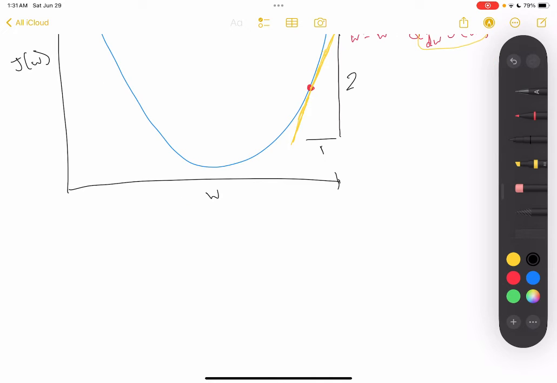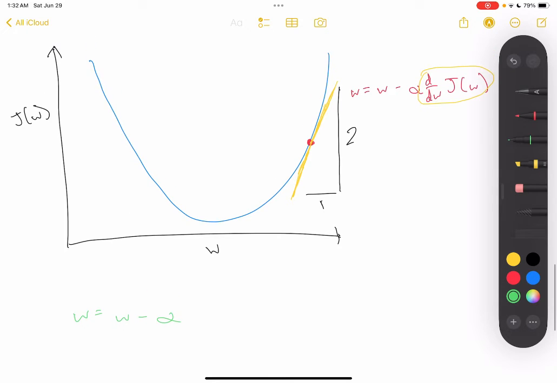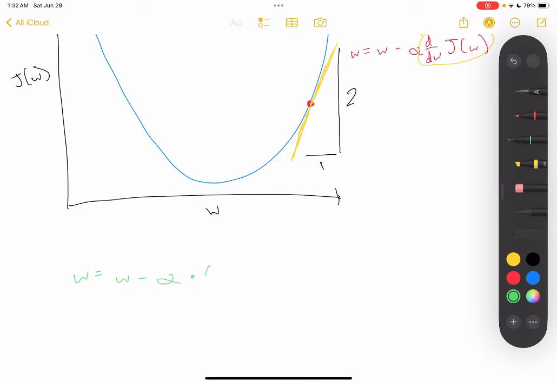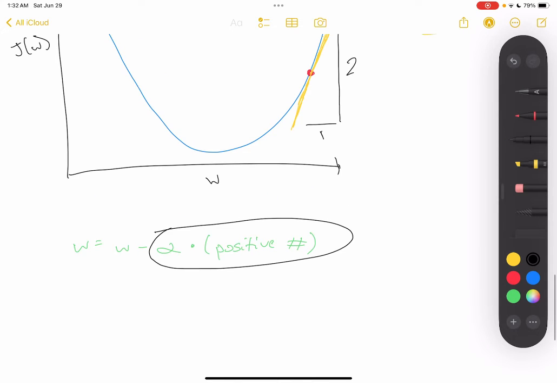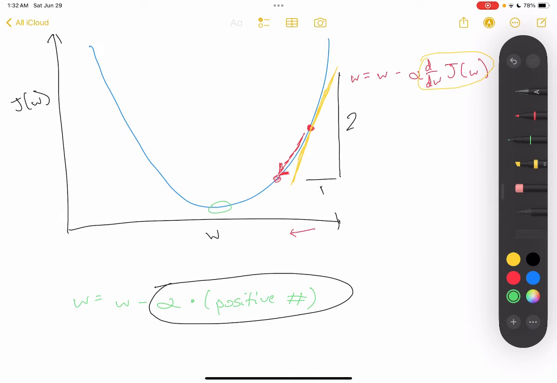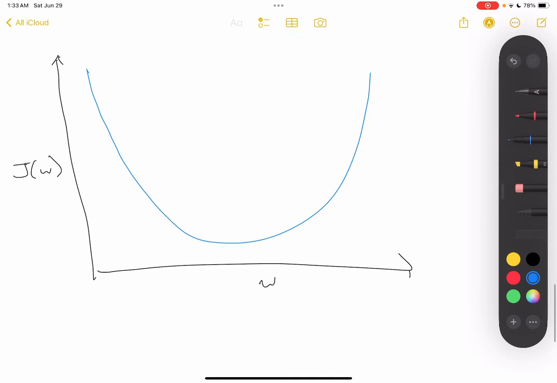So when we change our value of w, we have w equal to w minus alpha, our learning rate, multiplied by our derivative, which is a positive number. What this does is decrease w, because this term is subtracted from w. So we're going to move w this way and get closer to our minimum. Eventually we'll get to this point over here. Now let's say we start with a different value of w. Say this time we start with the value of w over here.